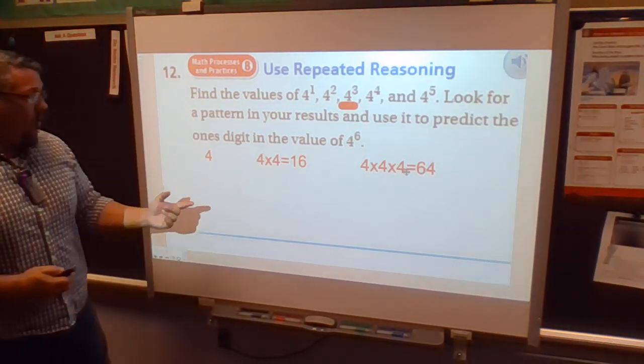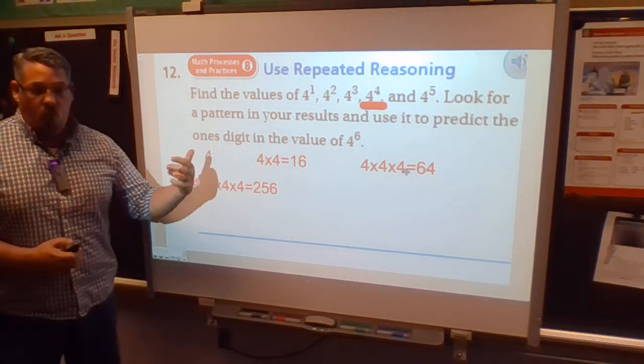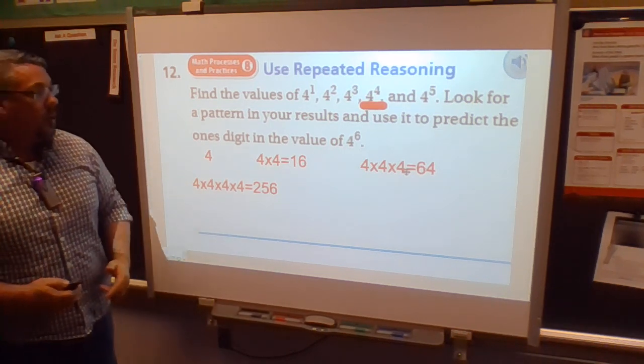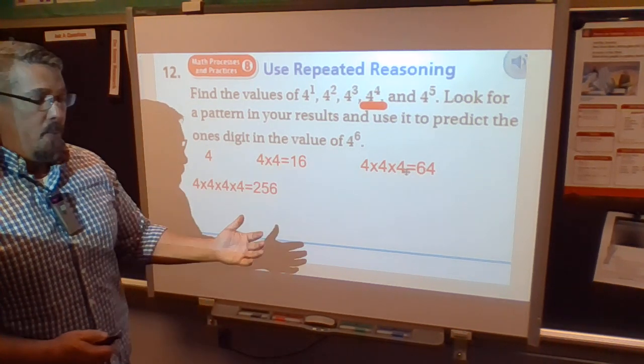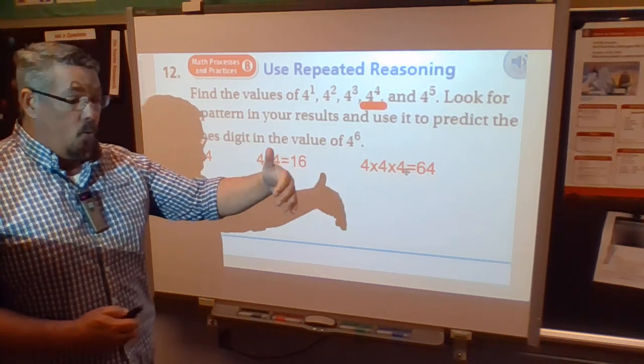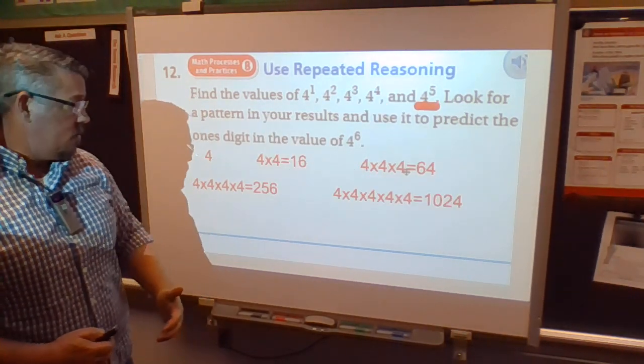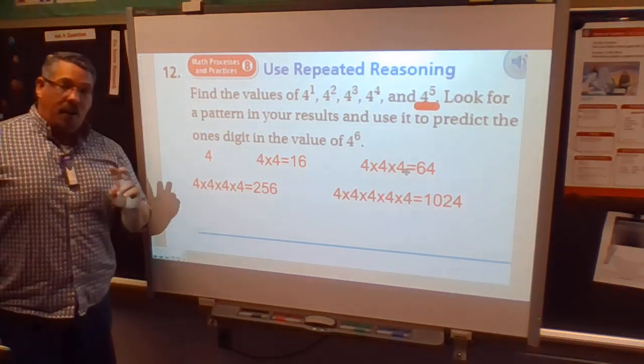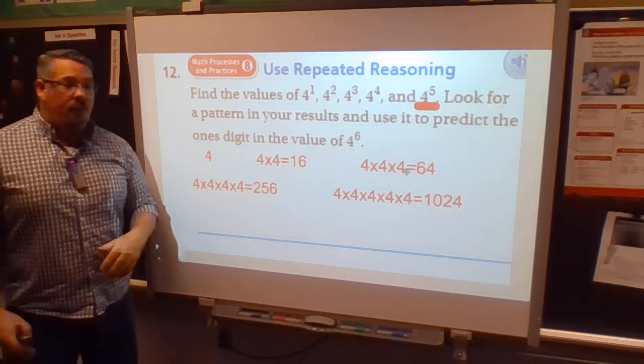4 to the fourth power, so 4 times 4 times 4 times 4 equals 256. And then 4 to the fifth power, so 4 times 4 times 4 times 4 times 4 equals 1024. My second thing that I should have done then is try to find a pattern.